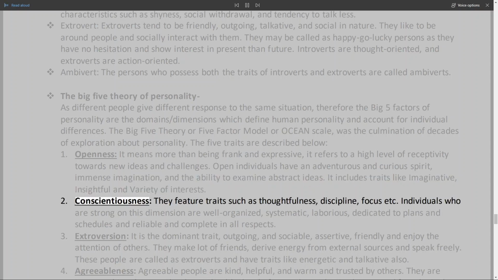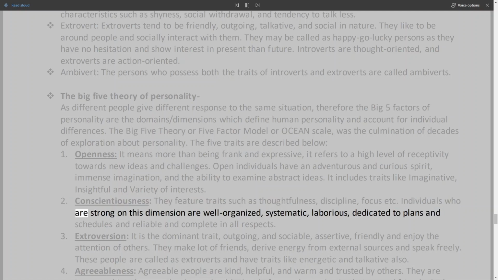2. Conscientiousness. They feature traits such as thoughtfulness, discipline, focus, etc. Individuals who are strong on this dimension are well organized, systematic, laborious, dedicated to plans and schedules, and reliable and complete in all respects.